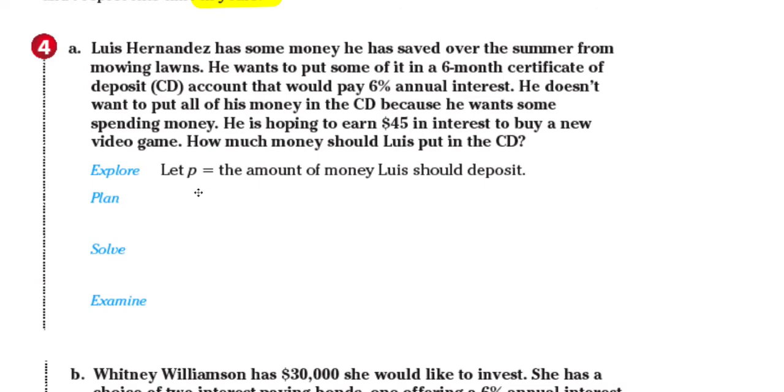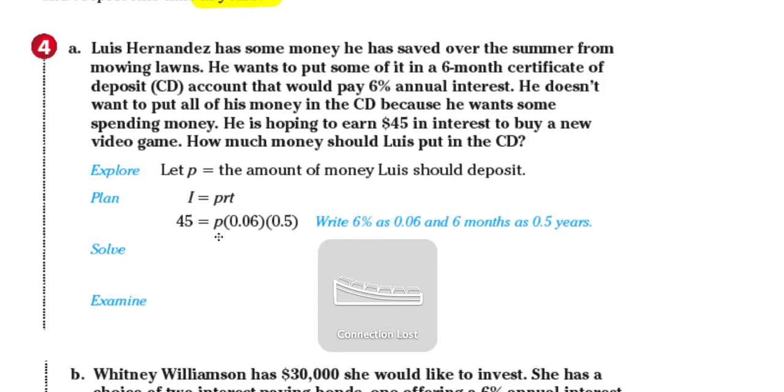How do we plan this? We plan this using the formula I equals PRT. But first things first, okay? That's your formula, I equals PRT. And then we simply substitute the values. $45 is what he wants to earn for a new video game. That would be the interest that he wants. And then principal is the amount of money that he should invest. That's the one that we need to find out.